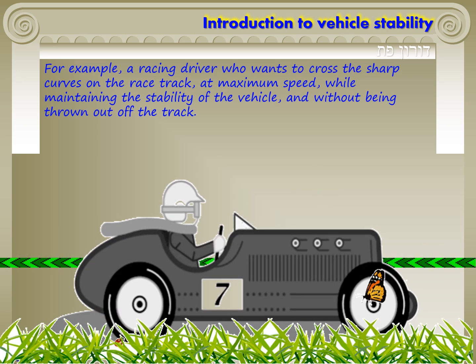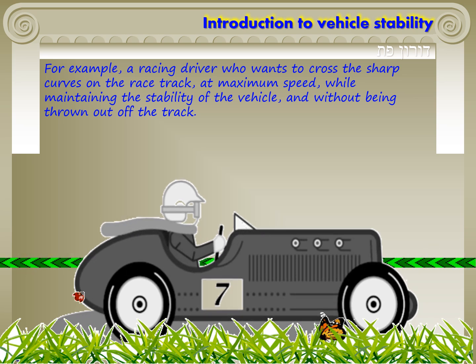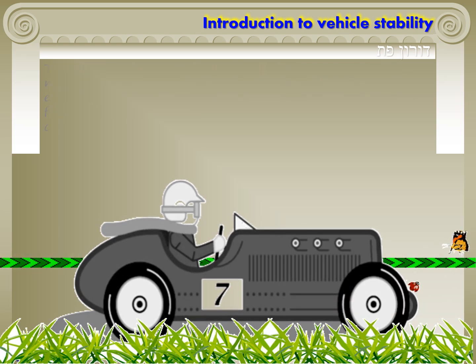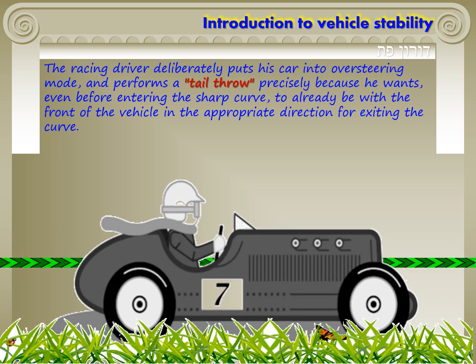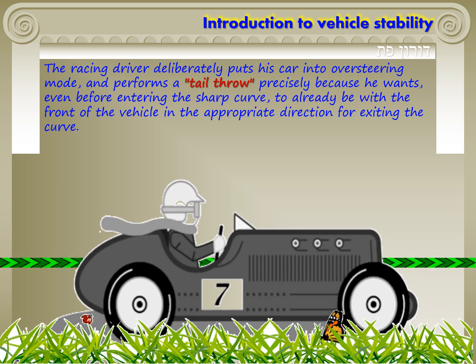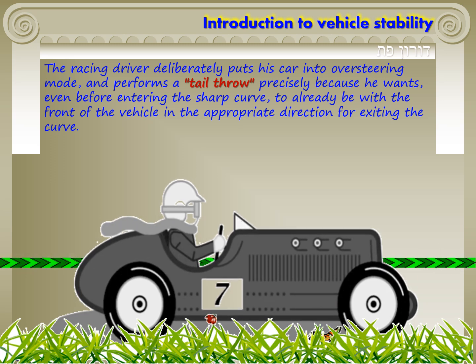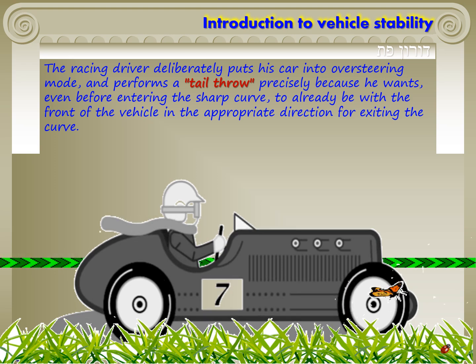For example, a racing driver wants to cross the sharp curves on the racetrack at maximum speed while maintaining the stability of the vehicle and without being thrown out of the track. The racing driver deliberately puts his car into oversteering mode and performs a tail throw precisely because he wants, even before entering the sharp curve, to already have the front of the vehicle in the appropriate direction for exiting the curve.